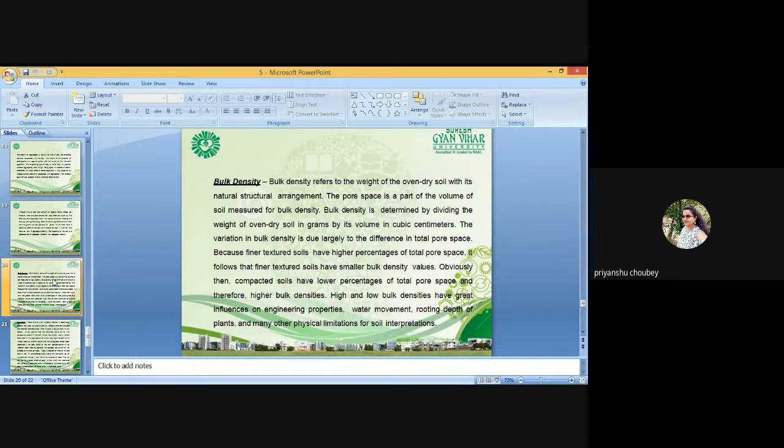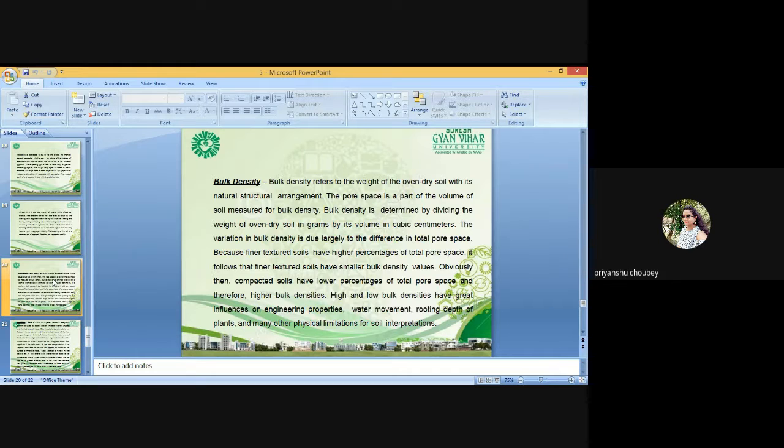In organic soils, peat and muck, the saturated water content on the mass basis may exceed 100%. Volume wetness, or volumetric water content.